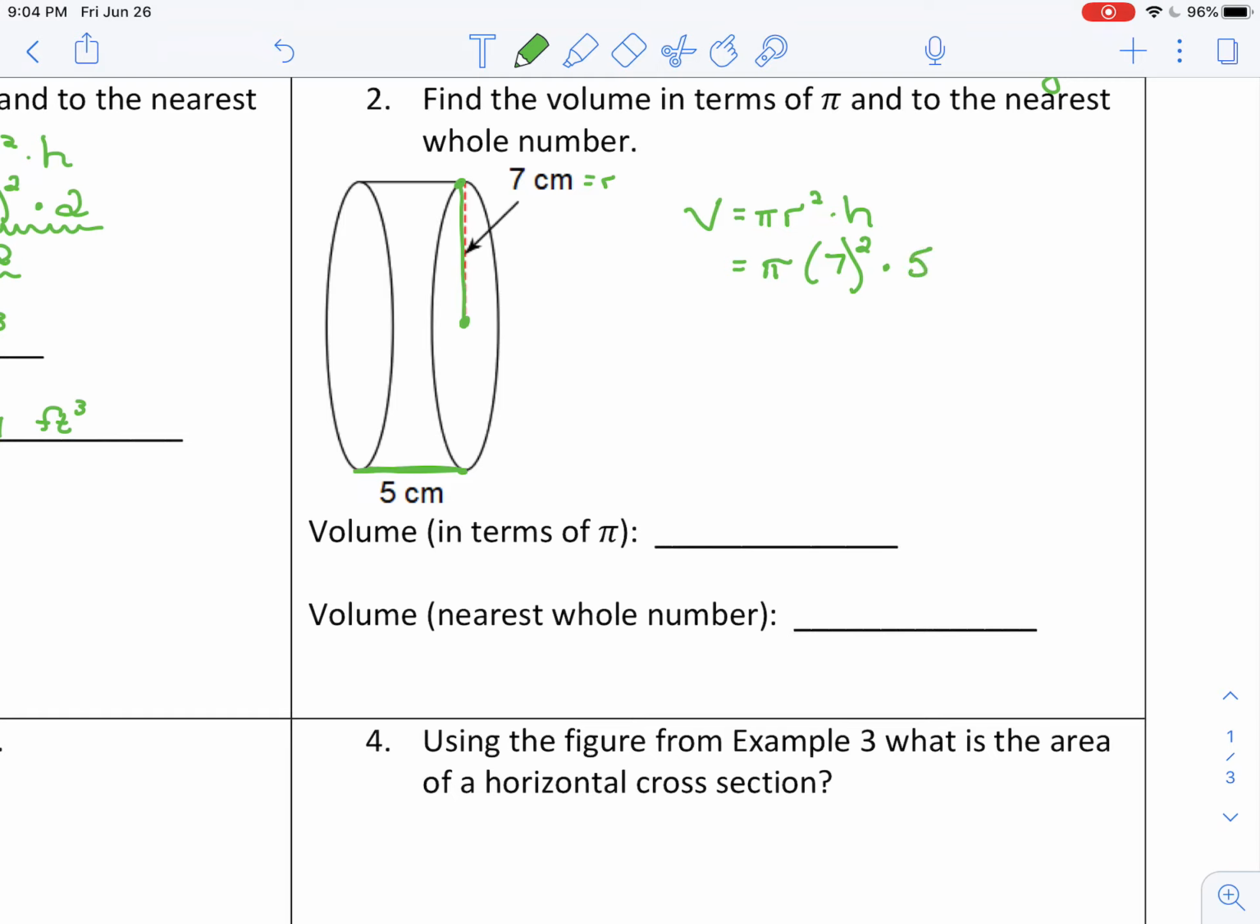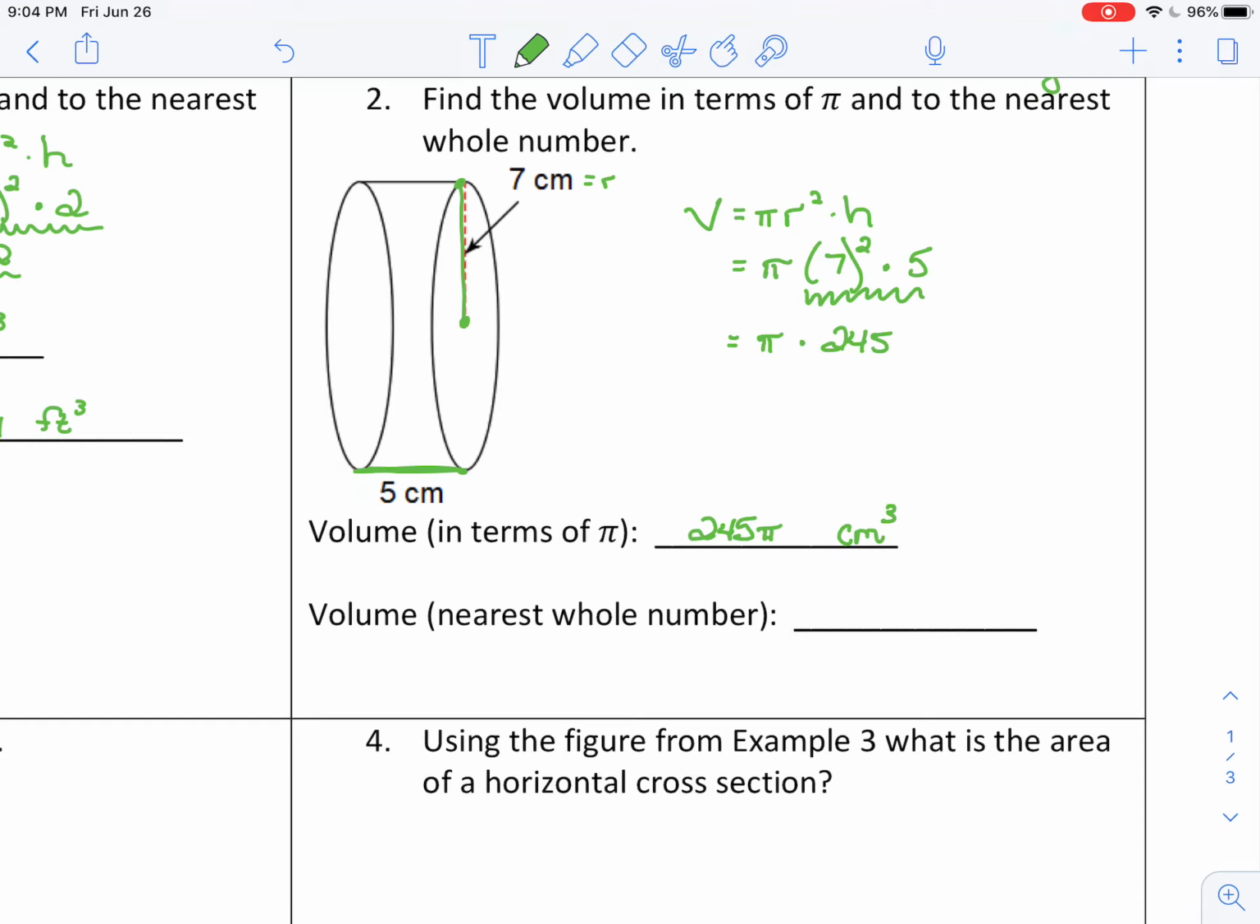In terms of pi, means combine every number that's not pi and then just write pi at the end. So basically say, yeah, we need to multiply by this horrible decimal, but I'm just putting it off for now. If I do 7 squared times 5, 49 times 5, I get 245. So when I write my answer, I'm going to say it's 245 times pi. And this is volume, so cubic units.